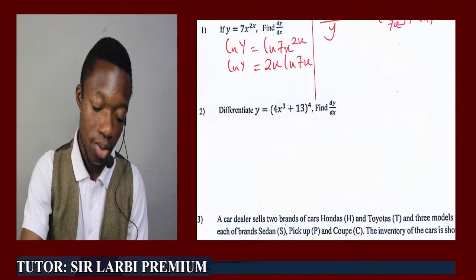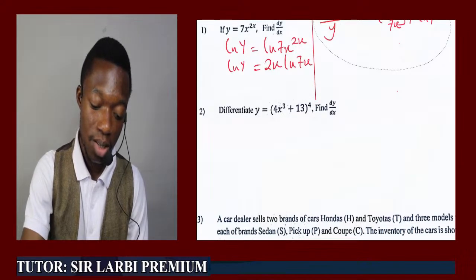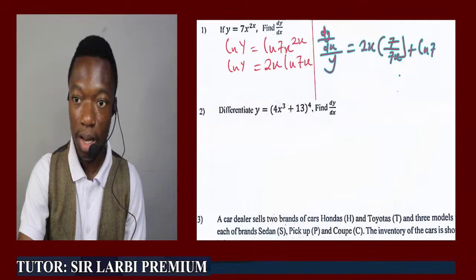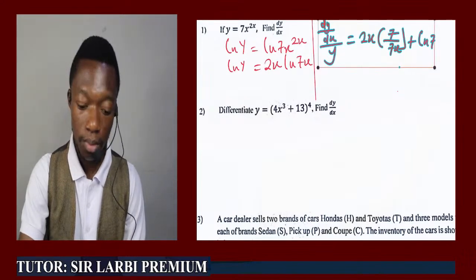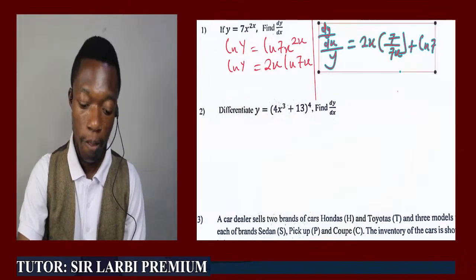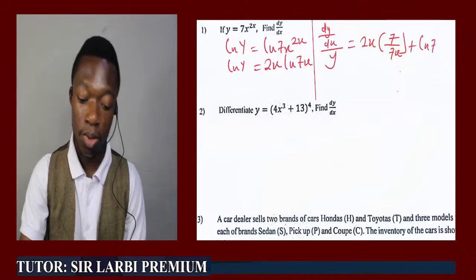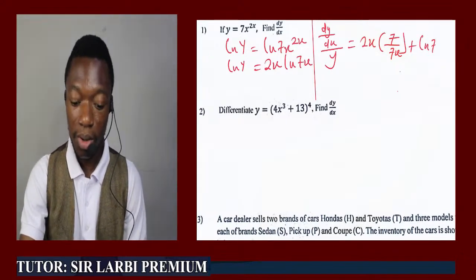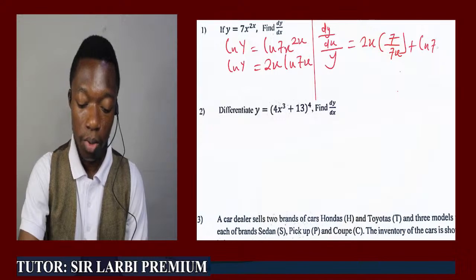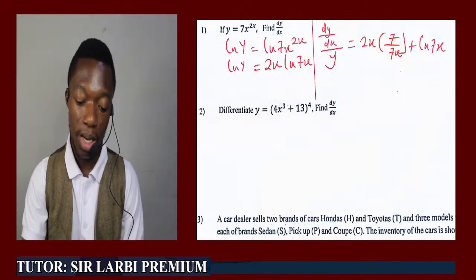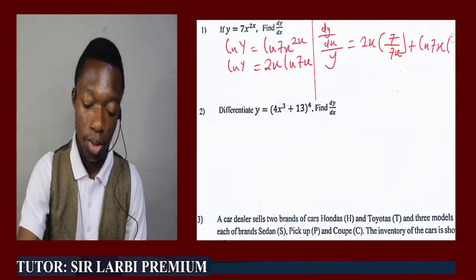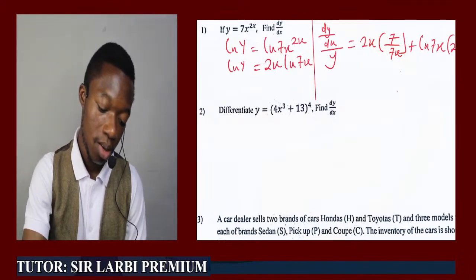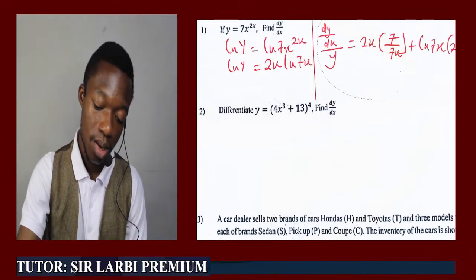Sorry for that, it's supposed to be something like this. Here we hold log 7x and we differentiate 2x, and we are supposed to get 2. So I can write 2 in brackets there.